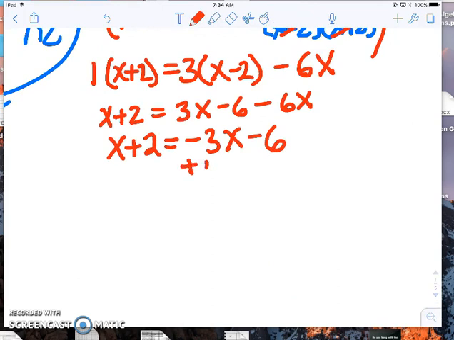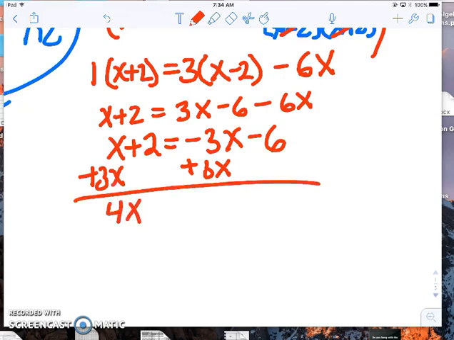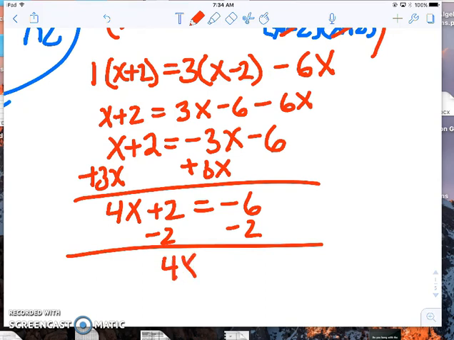Let's see, plus 3x plus 3x. 4x plus 2 equals negative 6. Minus 2 minus 2. 4x equals negative 8. So we have x equals negative 8 divided by 4, or negative 2.